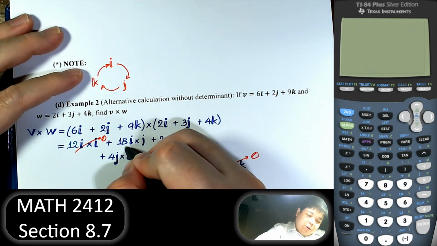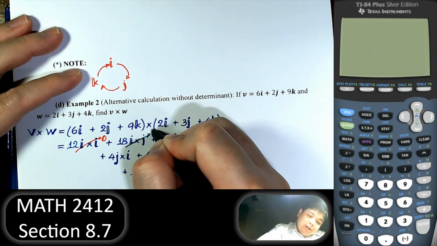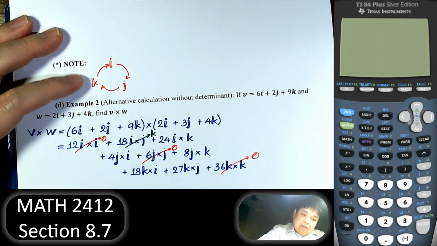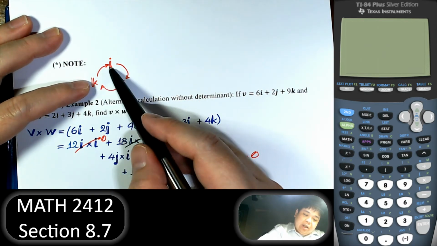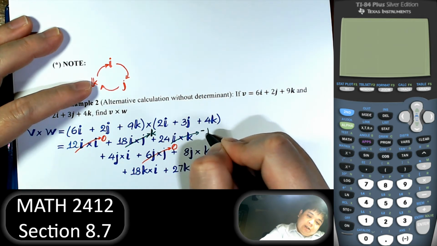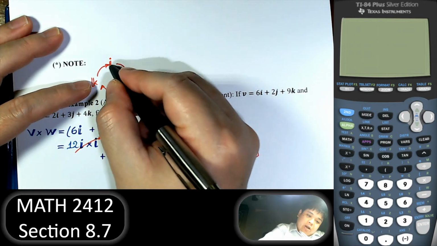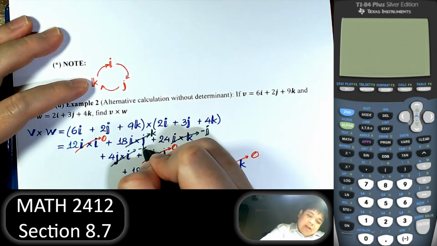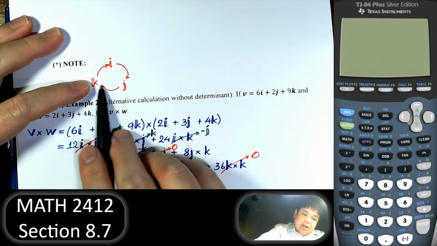Next, i cross j is what? It is k. i cross j equal to k. i cross k, this going backward, is negative j. j cross i also backward, negative k. j cross k is equal to i.